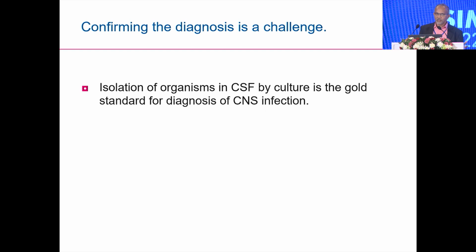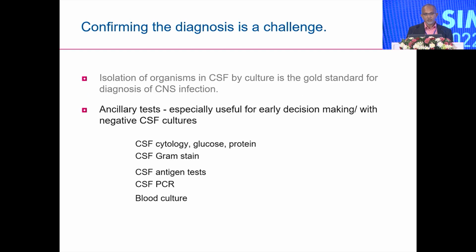So the easier thing that we do is in the CSF. There are other things that we can do which can give us some idea what it is likely to be. Things like the CSF cytology, glucose and protein levels, etc., and also blood culture. Very important, blood culture.